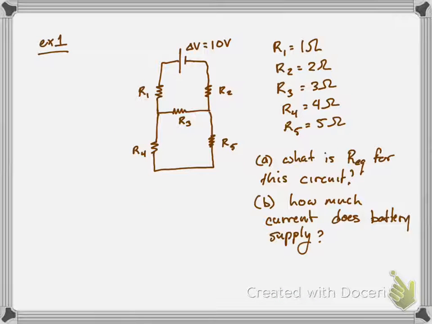So the next circuit example is this one. In this circuit example, I've got 5 resistors attached to a single power supply. I just, for the heck of it, gave each resistor R1 is 1 ohm, R2 is 2 ohms, R3 is 3 ohms, etc., and the power supply is 10 volts. And I want to know what is the equivalent resistance for this circuit and how much current does the battery supply. So this is just an equivalent resistance question.